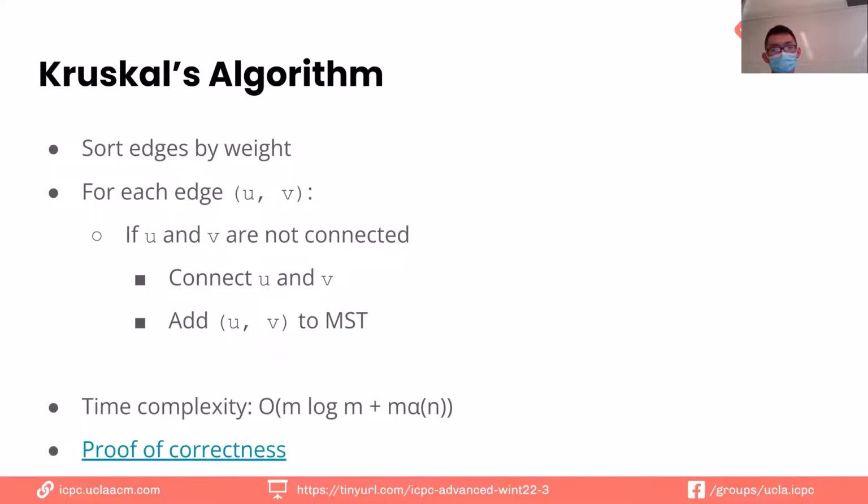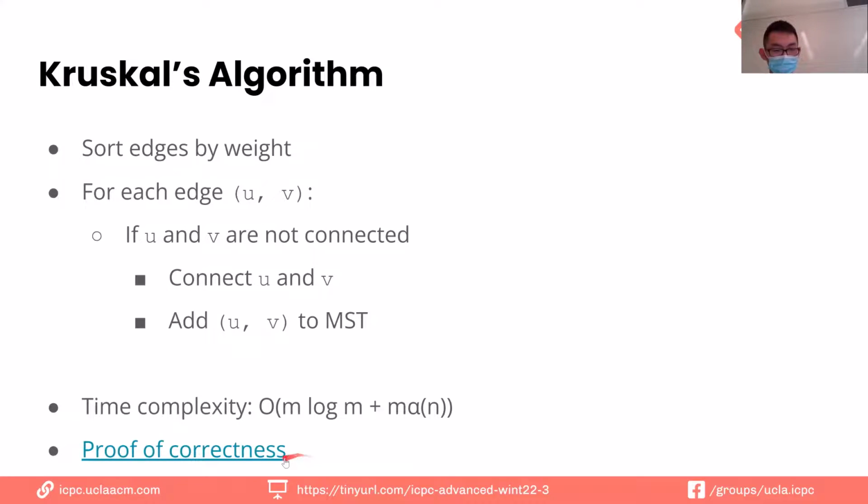And Kruskal's algorithm is very simple to implement, to find the minimum spanning tree of any graph. It goes like: sort edges by weight, and then for each edge in that order, you connect them if they're not connected, and then that edge will be in the minimum spanning tree. And the time complexity of this is m log m to sort the edges, and then m times alpha of n to do the loop using DSU with both path compression and union by size.